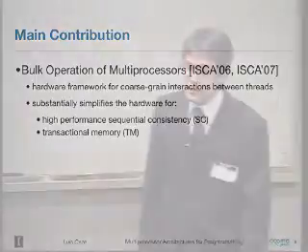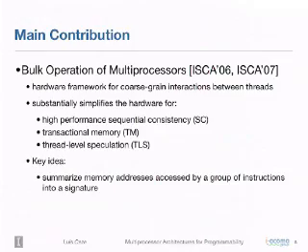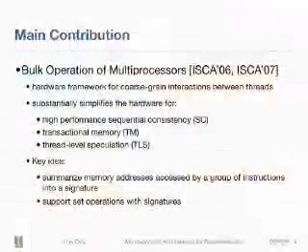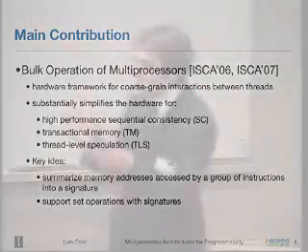So the key idea behind bulk operation is to summarize memory addresses accessed by a group of instructions into a signature, and then support set operations with these signatures. The signatures describe the corresponding interactions between threads. So I want to provide a framework such that a group of instructions is operated as a unit in these multiprocessors.